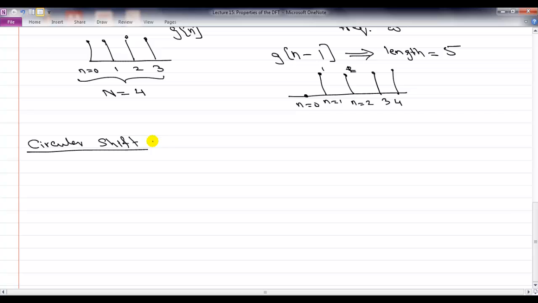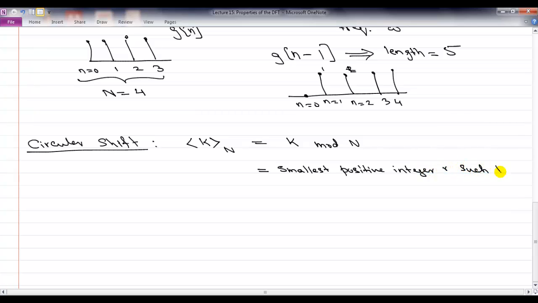Circular shift mathematically is defined by this modulus operation. So we have this notation which is called k mod n. We talked about it earlier. This is defined as the smallest positive integer r such that k equals n times q plus r.